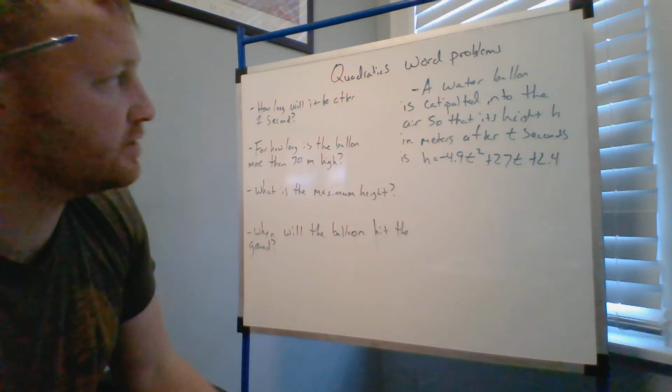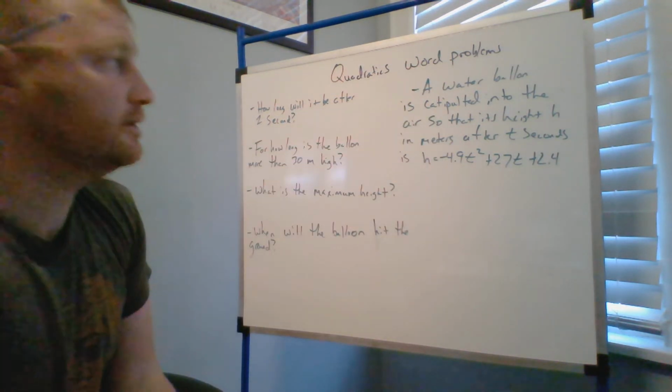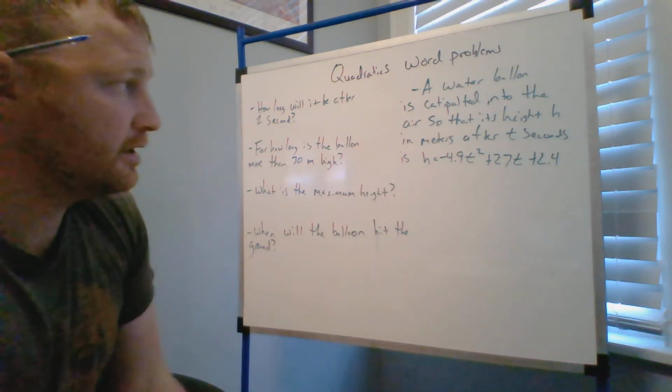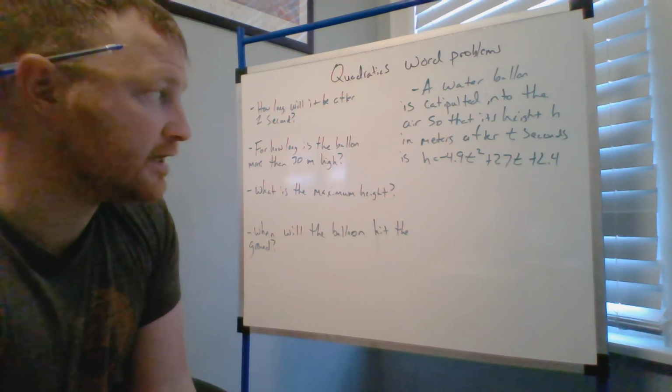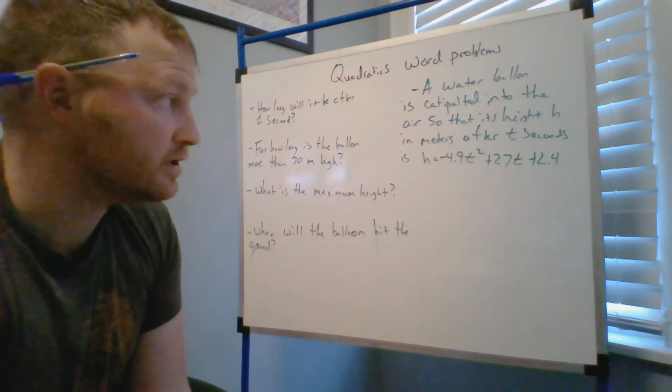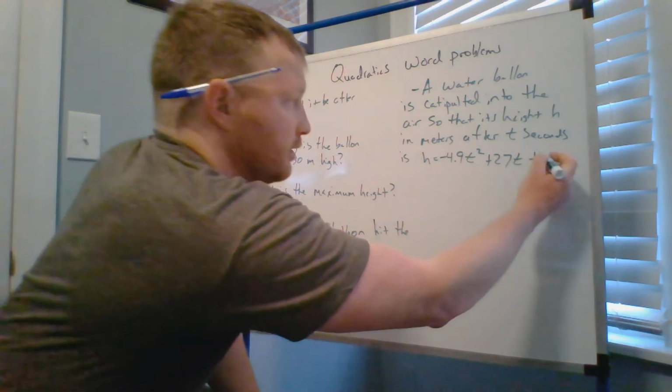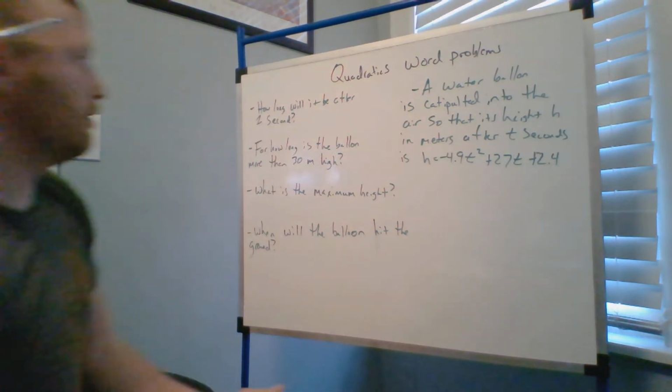So this question says a water balloon is catapulted into the air so that its height h in meters after t seconds is h equals negative 4.9 t squared plus 27t plus 2.4. So, got a number of questions here.